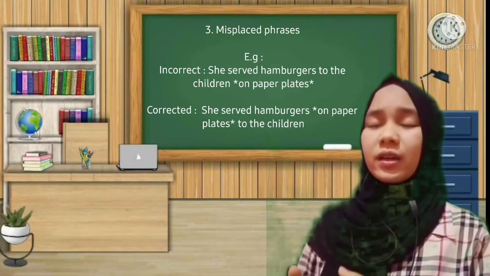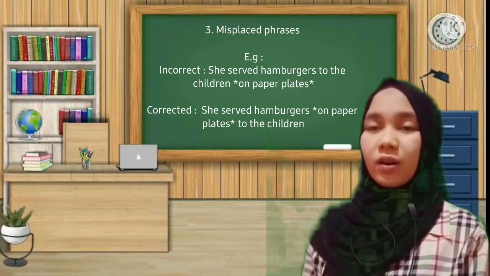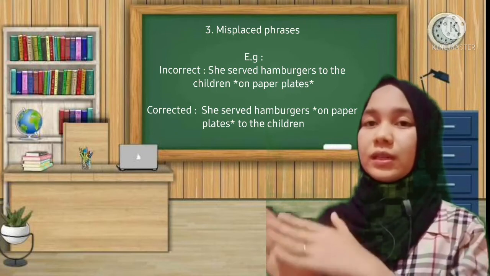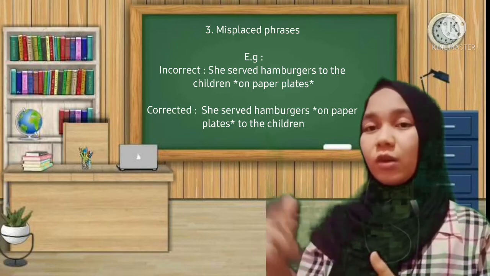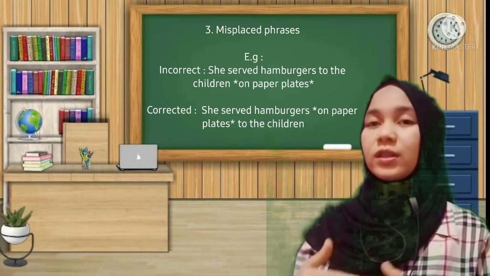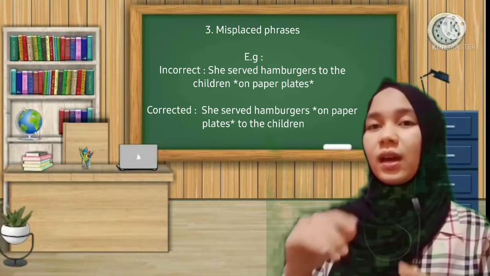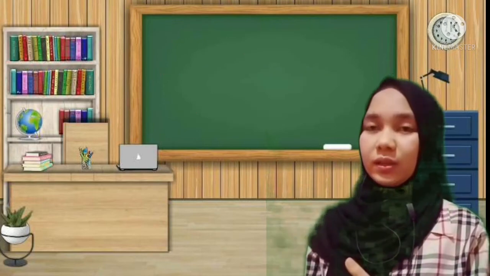We can correct it to: she served hamburgers on paper plates to the children, because on paper plates modifies the hamburgers. So the sentence means the hamburgers were served on paper plates.